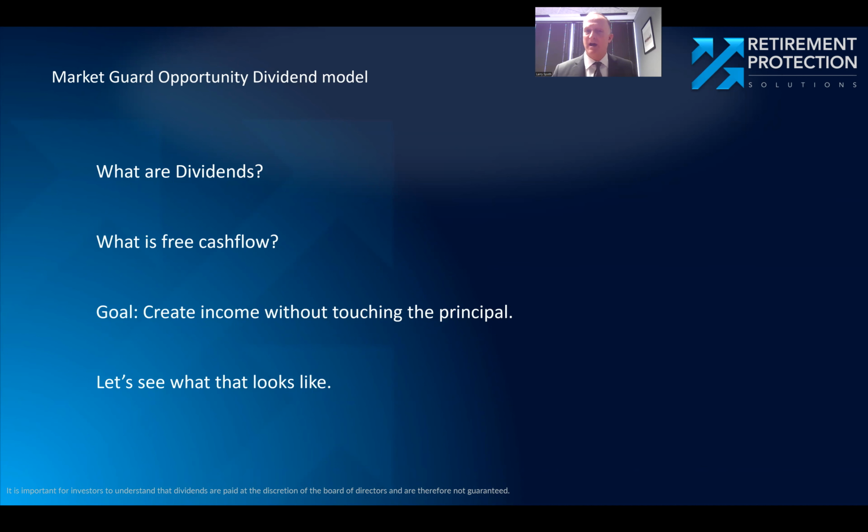I own the stock for a particular reason. It's because I want to collect the free cash flow. So the goal is to create income without touching the principal. Let's say you owned 1,000 shares of a company and it's paying you the dividend. Don't sell any of your shares to create income. Why would you do that? Just collect the free cash flow. Let's see what that looks like and why we use it.